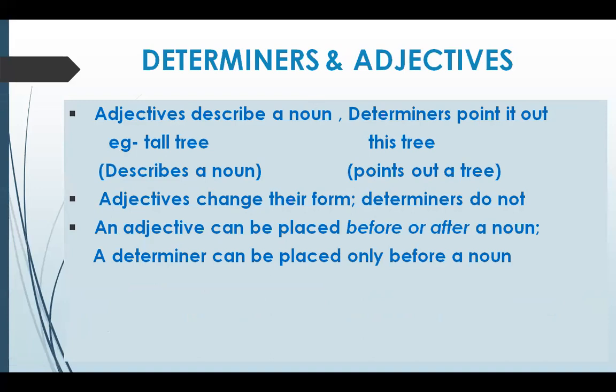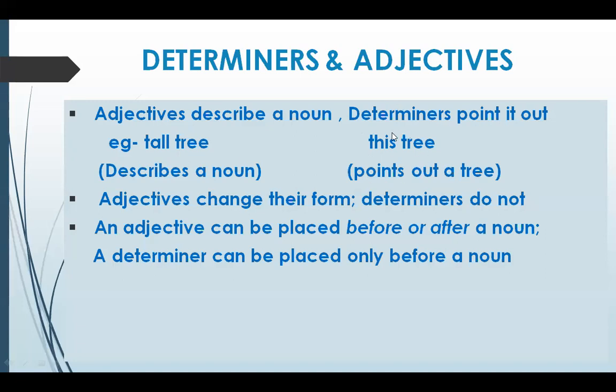Determiners and adjectives. Sometimes students basically confuse determiners as adjectives. There is a slight difference between determiners and adjectives. Adjectives, they describe a noun. This we all know very well. And determiners, they specify, identify, or point out that noun. Take this example, tall tree. It can be any tree which is tall. It is describing a tree which is very tall. It can be any tree.